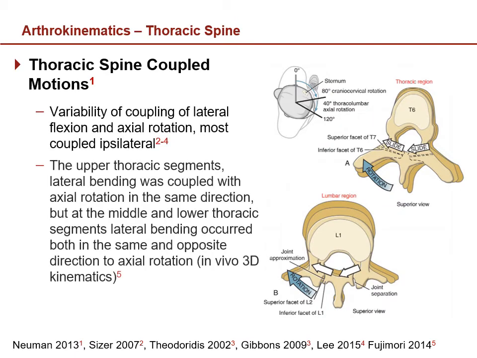Okay, and talking about the coupled motions within the thoracic spine. So there's variability of the coupling of lateral flexion and axial rotation, most coupled ipsilateral. So this would be our type 2 form of coupling where they occur in the same direction, but again, there is variability. In the upper thoracic segments, lateral bending was coupled with axial rotation in the same direction, again type 2 coupling, but in the middle and the lower thoracic segments, lateral bending occurred both in the same and opposite direction, so there's going to be some variability here.